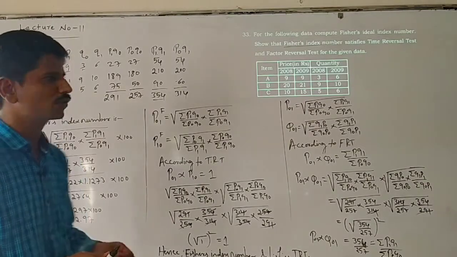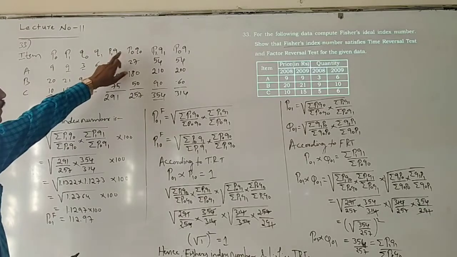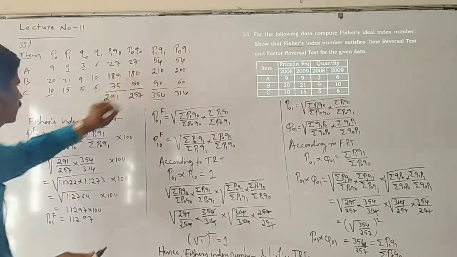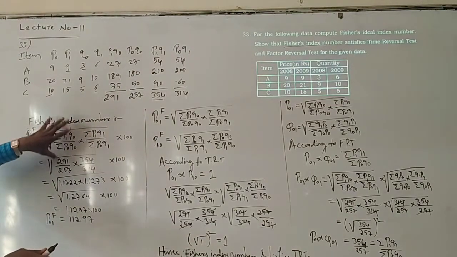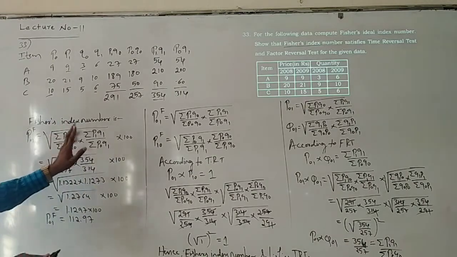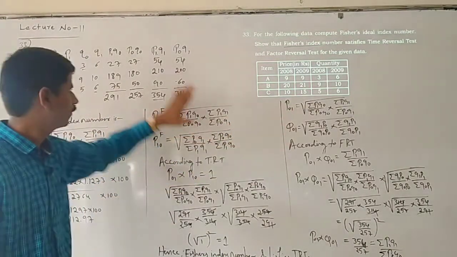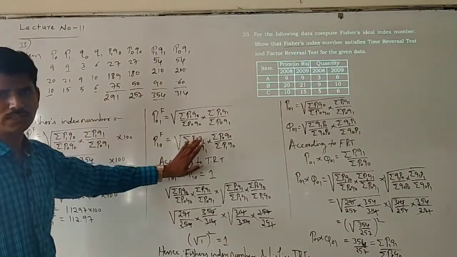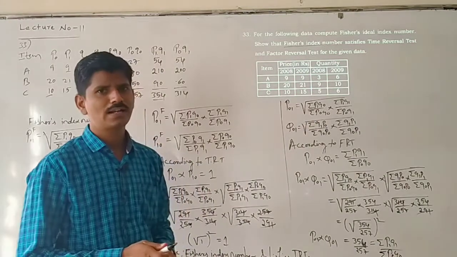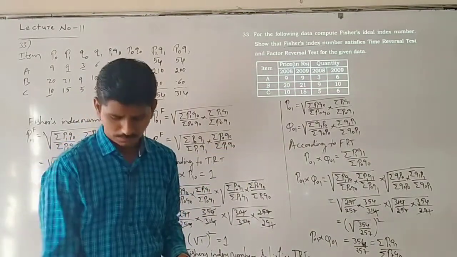It is the 10 marks question. Okay, here for the table 4 marks: P1 Q1 1 mark, P0 Q0 1 mark, P1 Q1 1, P0 Q1 1, totally 4 marks. Calculating Fisher's index number 2 marks, 1 for formula and another for answer, that is 2 marks, 6 marks. Okay, 2 marks for TRT and 2 marks for FRT. 4 plus 2 is 6, 6 plus 2 is 8, 8 plus 2 is 10. It is a 10 marks question, very very important question. Okay, it is the 33rd problem.